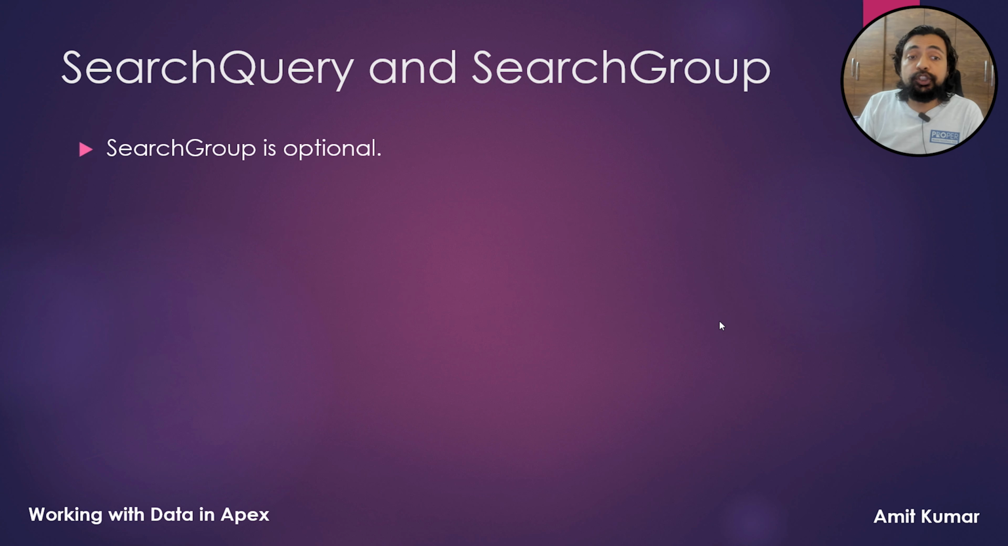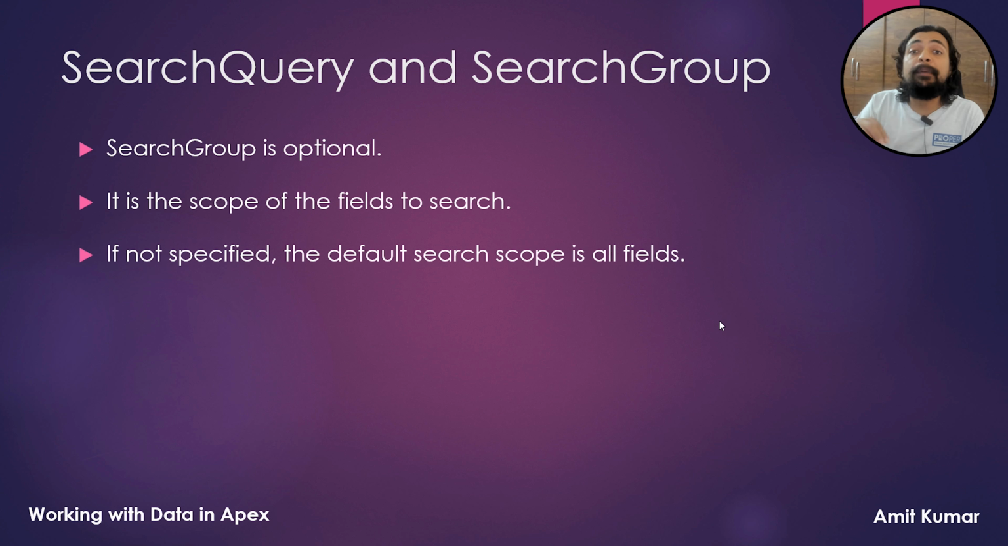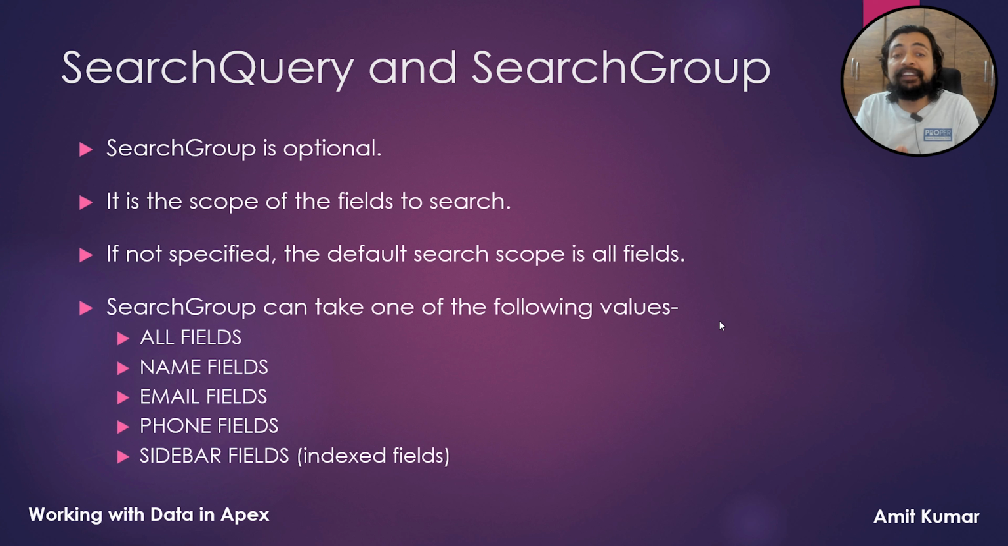Now, search group is optional. It is the scope of the fields to search if not specified. Where is the search group in our query? If you remember, when we mentioned in all fields, that is nothing but a search group. So we can mention all fields as a search group, or we can mention name fields, email fields, and phone fields. If we are mentioning in all fields, then it will search all of them, name, email, or phone. But if we mention in email fields, then it will look only in email, right? So search group is also something that you can mention, but I recommend you to go for all fields for most SOSL queries.